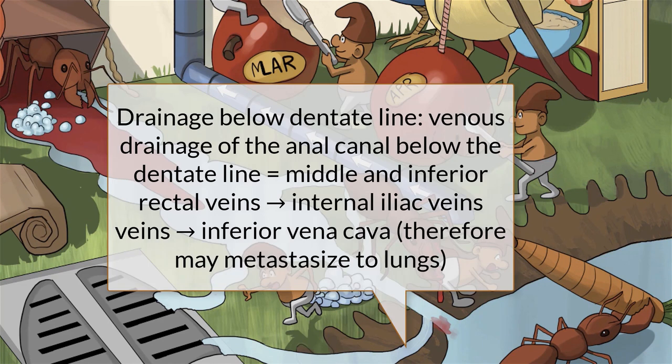Below the dentate line, the anal canal drains venous blood into the inferior and middle rectal veins, which lead to the internal iliac veins and vena cava.